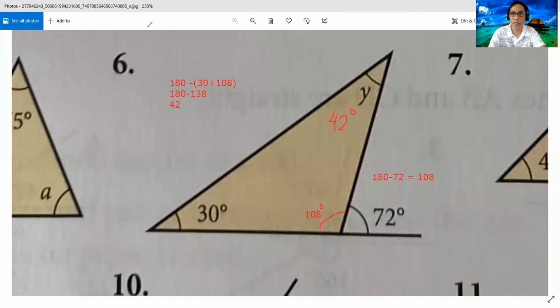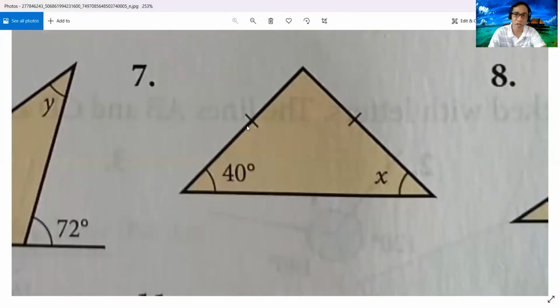Another example, for number 7. As you can see, I explained this one earlier, right? This side and this side are equal because this triangle is called an isosceles triangle. So in an isosceles triangle, the two base angles are also equal. That means if this is 40 degrees, this is also 40 degrees. Okay, remember that for an isosceles triangle.